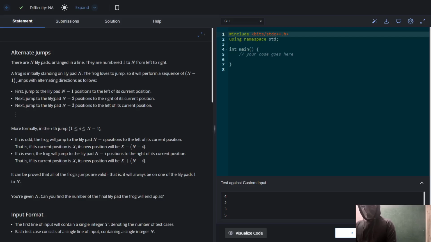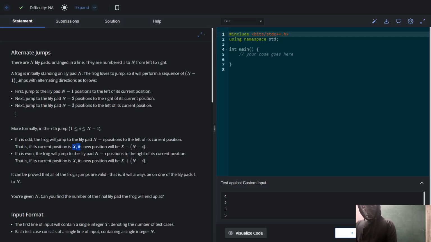Next, it jumps n minus 2 positions to the right of its current position, and then the next jump will be to the left, n minus 3 positions. More formally, in the ith jump, i being from 1 to n minus 1, if i is odd, the frog will jump to the lily pad n minus i positions to the left of its current position. So if the current position is x, it becomes x minus (n minus i).